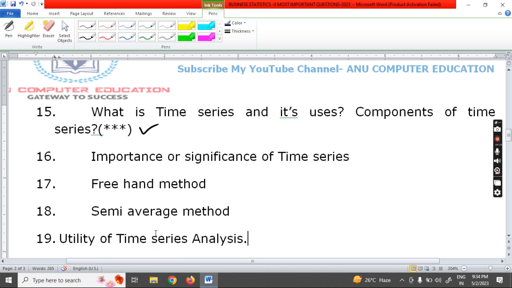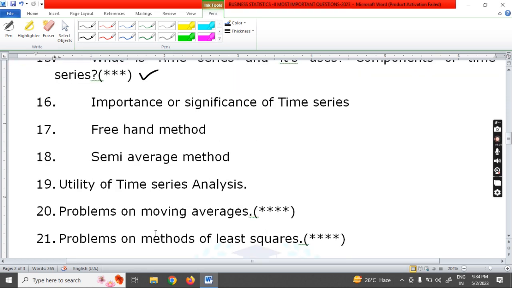Next, utility. Utility is nothing but applications. You have to explain where we use time series in real life. Then, when it comes to the problems, these two are very, very important problems for 12 marks. Compulsorily you will get a 12 marks question from these: the moving average and the least squares method. These are very, very important problems.